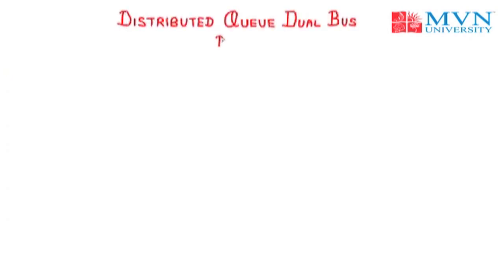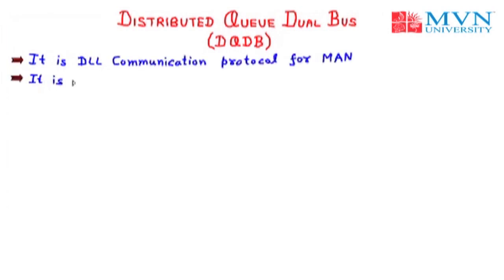Hello friends, today we discuss our topic, that is Distributed Queue Dual Bus. We also call this the DQDB. The Distributed Queue Dual Bus is a data link layer communication protocol for MAN, that is Metropolitan Area Network. DQDB is an IEEE 802.6 standard.